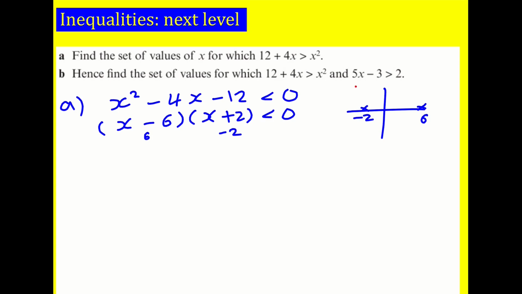So my quadratic would look a bit like this. And again, I'm interested in between because it's where it's less than 0. That's this part of the graph here. So I'm going to get minus 2 is less than x, which is less than 6. That's my answer.